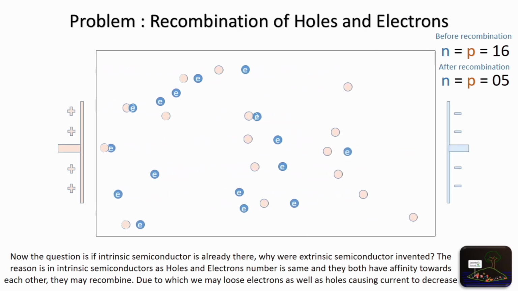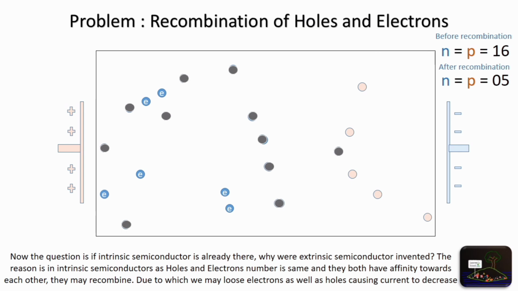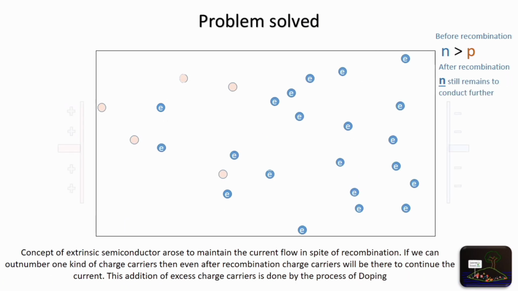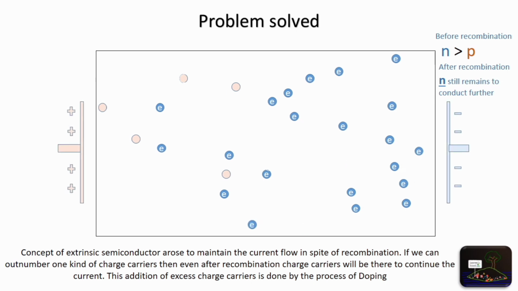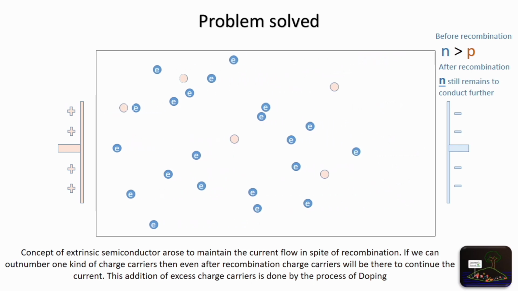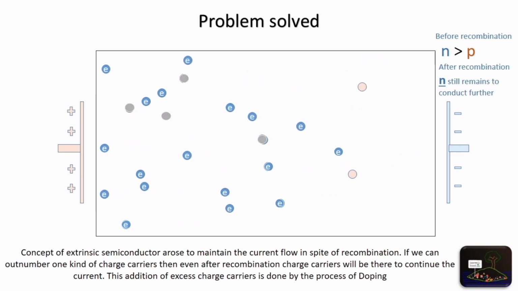The reason is, in intrinsic semiconductors, holes and electrons are same in number, and they both have affinity towards each other. They may recombine, due to which we may lose electrons as well as holes, causing current to decrease. The concept of extrinsic semiconductor arose to maintain the current flow, in spite of recombination. So the idea was to increase one of them in number. Then even after recombination, one kind of charge carriers will be there to continue the current.